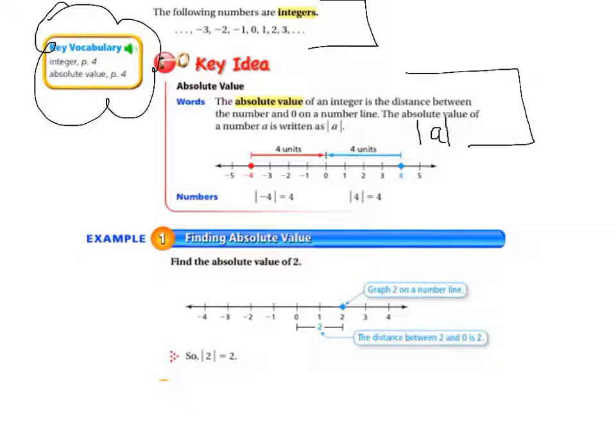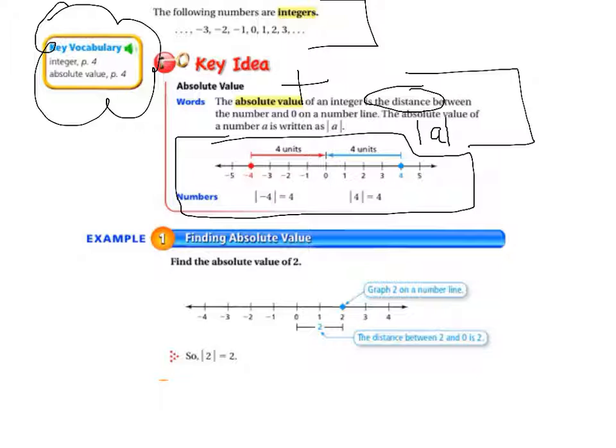So since the absolute value is a distance, it has to always be positive. So absolute value is always a positive number because a distance is always positive. You can't walk a negative distance to school or fly a negative distance to grandma's house. Distances are always positive. So keep that in mind, that absolute value is always positive. You might want to take a minute and write that in your notes. And there's an example of how it looks on a number line here for you.